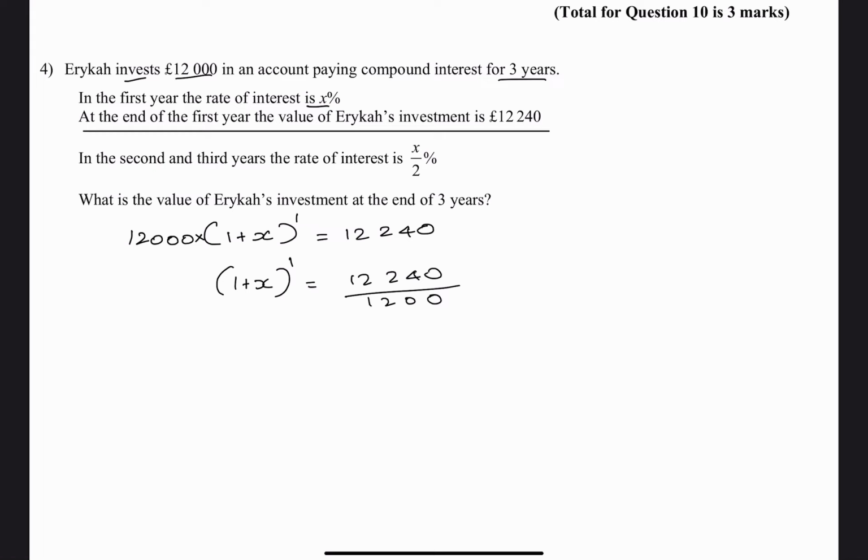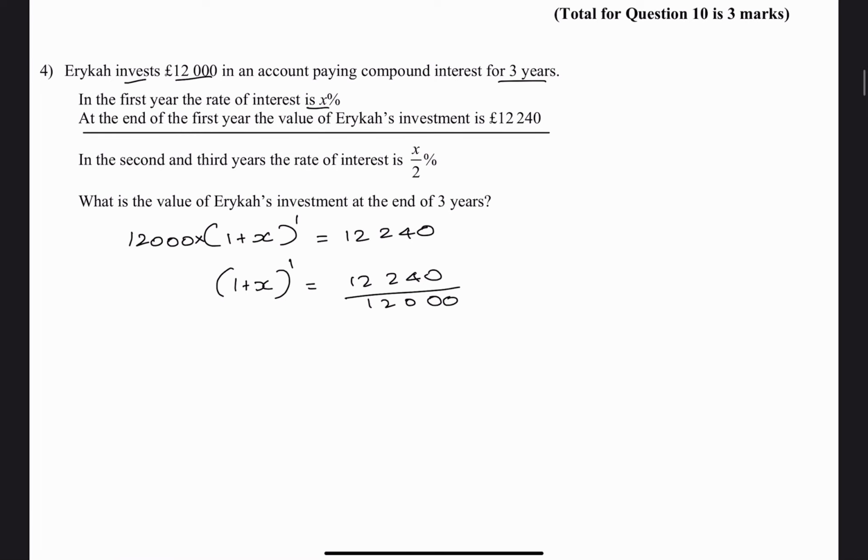So 12,240 divided by 12,000, which gives me 1.02. So I don't really need this one because it's just the same thing. So how to cancel this plus 1 here? Minus 1, cancel. x is 0.02. Is that my interest? No, really, remember I didn't divide it, so times it by 100 here, which is 2%. So I know x is 2%. x over 2, what is it? 2% divided by 2, that's of course 1%.